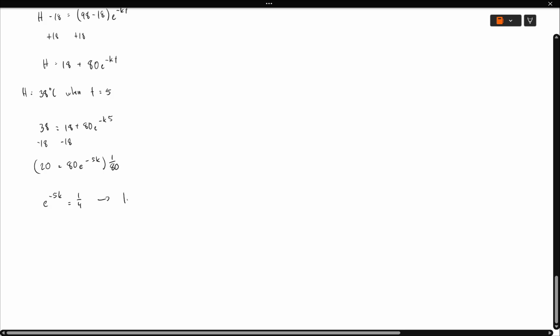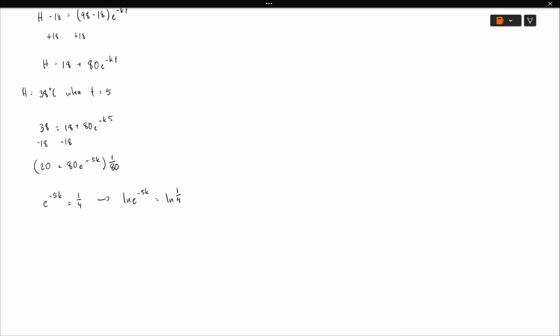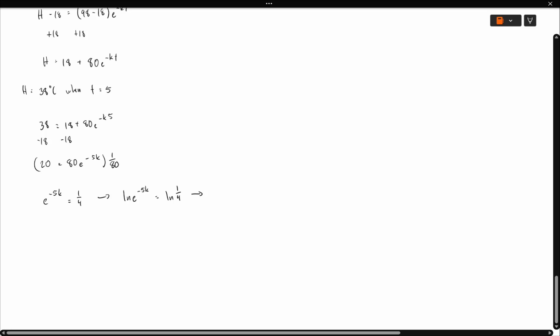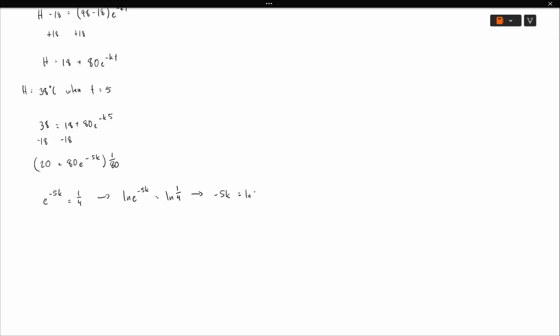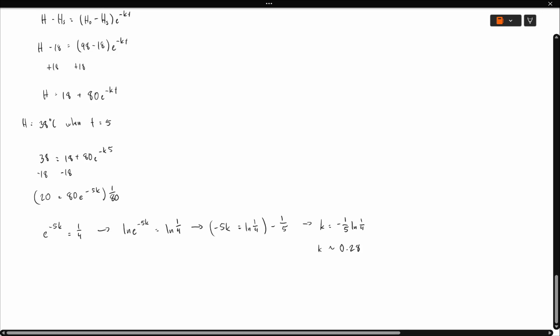Right, we're going to take the natural log of both sides. So it becomes ln e to the negative 5k equals ln 1 over 4. And then same stuff as before. This is going to become negative 5k equals ln 1 over 4. Divide by negative 5, and that becomes k equals negative 1 over 5 ln 1 over 4. So k is about 0.28, positive, because when we plug it into this equation, the negative sign's already there, right?